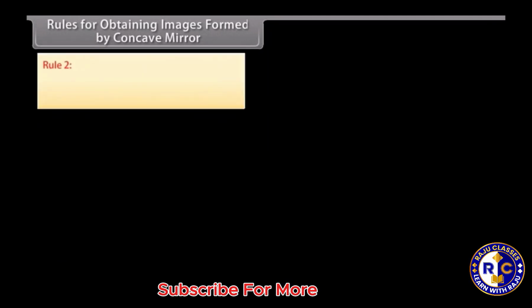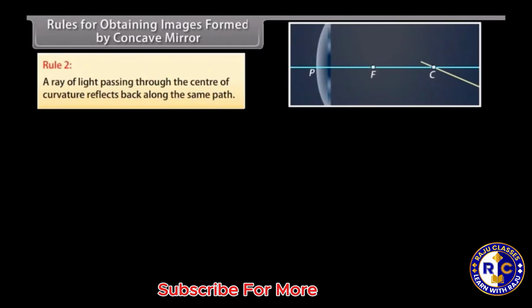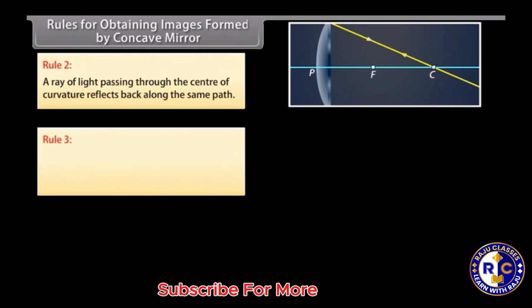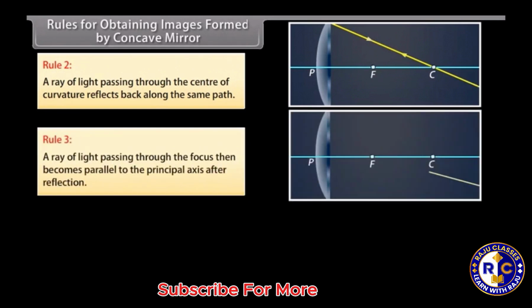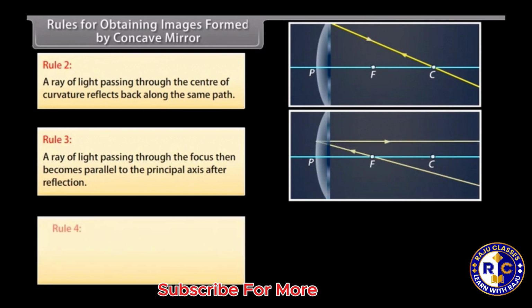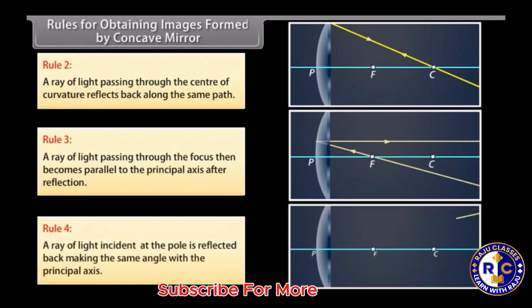Rule 2. A ray of light passing through the center of curvature reflects back along the same path. Rule 3. A ray of light passing through the focus becomes parallel to the principal axis after reflection. Rule 4. A ray of light incident at the pole is reflected back making the same angle with the principal axis.